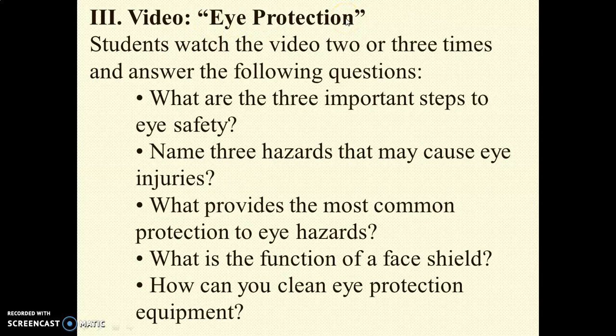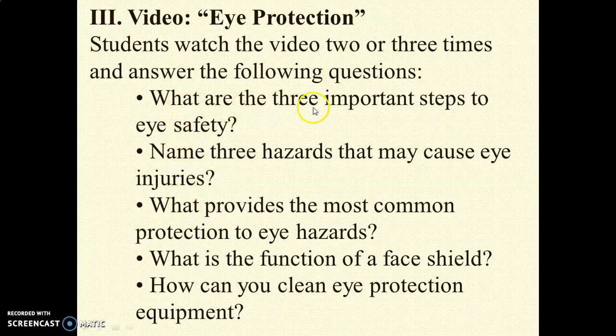So let's move to the last exercise here. The last exercise is about another video, and the title of that video is eye protection. You'll find the video, and under it you'll find its title, its name. What you should do again is watch the video. You can watch it 2, 3, or 4 times, as many times as you need, and then you should answer the following questions.